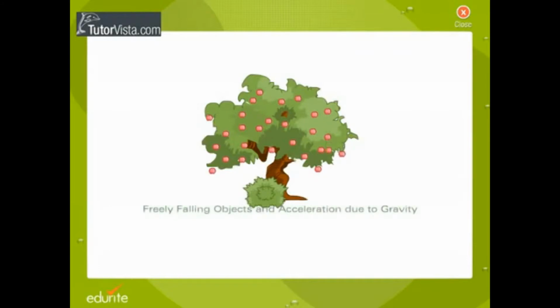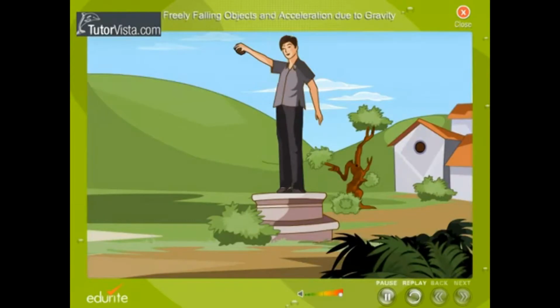Freely falling objects and acceleration due to gravity. All objects, when dropped from a height, fall towards the earth. This happens due to the gravitational force exerted by the earth on the object.